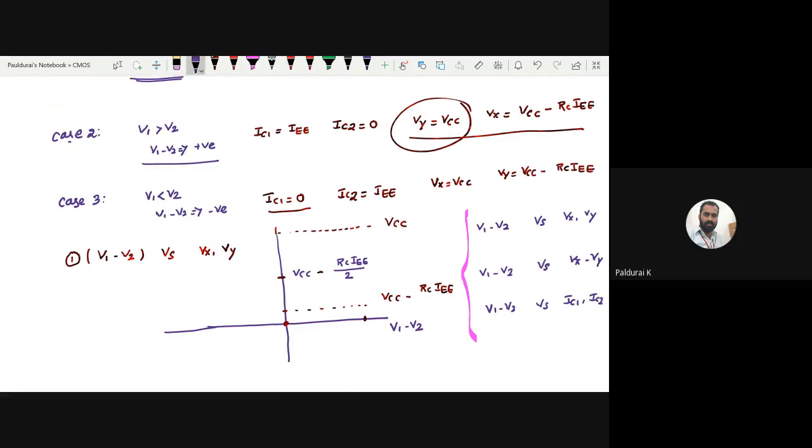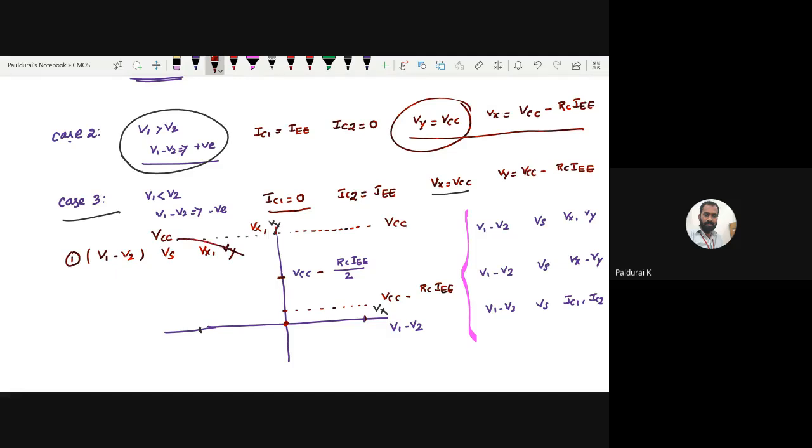Now, in case 2, V1 minus V2 is positive, at that time Vy equal to VCC. So let me choose two colors. This one I want to take for Vx, and I want to go with black for Vy this time. So first, Vx: in case 2, Vx is VCC minus RC IE. This is my Vx. In case 3, if V1 minus V2 is negative, at that time my Vx is VCC. Here I mark VCC, right? So this is my VCC. So can I sketch Vx now?